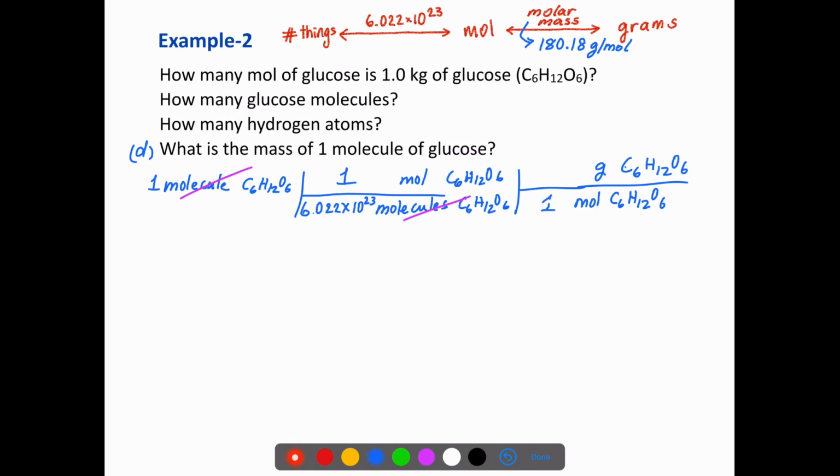So 1 mole weighs 180.18 grams. Okay, and that calculation is going to give you 3.0 times 10 to the negative 22 grams. And you can write it as 3.0 times 10 to the negative 22 grams per molecule. This is the weight for 1 molecule. So you could have written out the unit like this as well, okay?